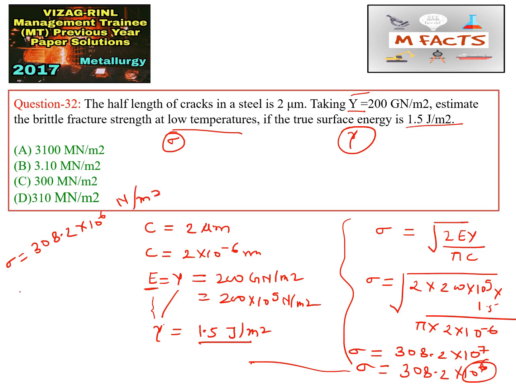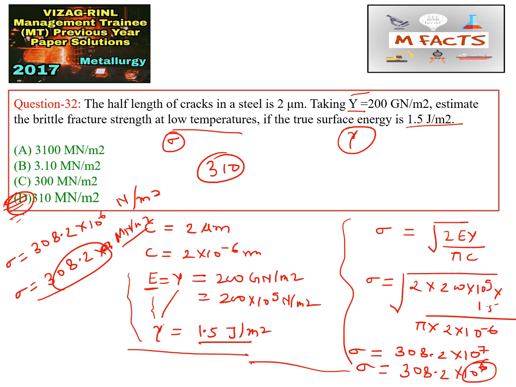If we remove this 10 to the power 6, this will be mega newton per meter square. So 308 means approximately 310. As per the options, we can choose option D. So D is correct for this question. This is how we did this question, by putting all the values in the Griffith formula and then getting the value of sigma. This is an easy question.